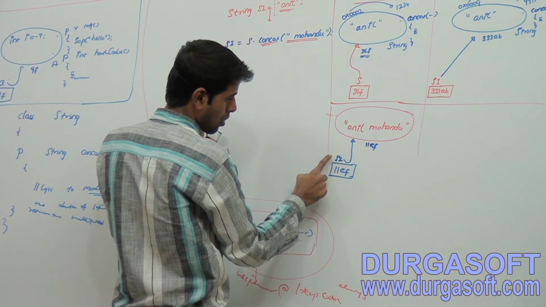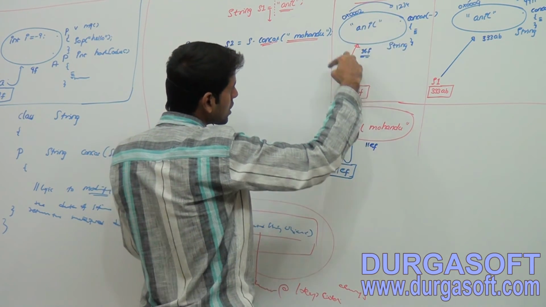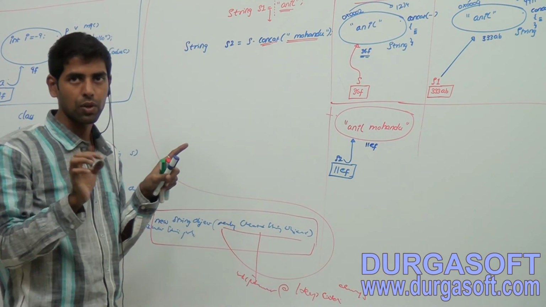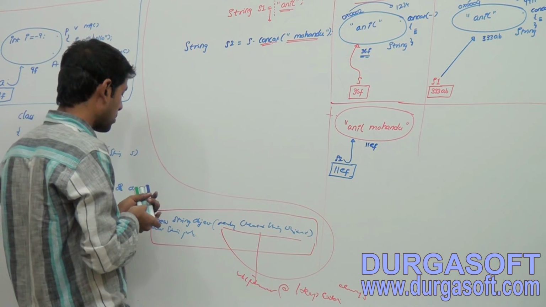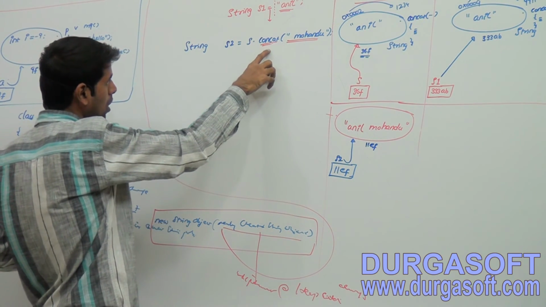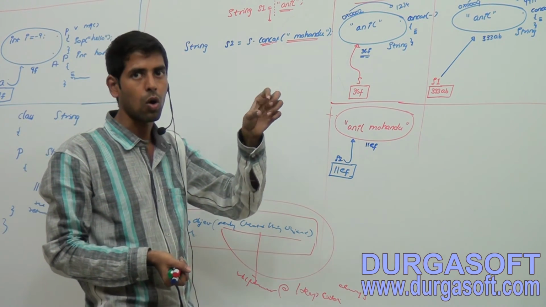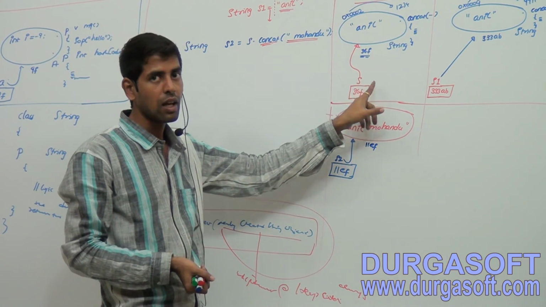Is this yes? No. S2. Is this yes? Yes. Where is this S object available? At which memory area? At heap memory area. Now observe here. You are calling the concat method on a string object available at the heap memory area.